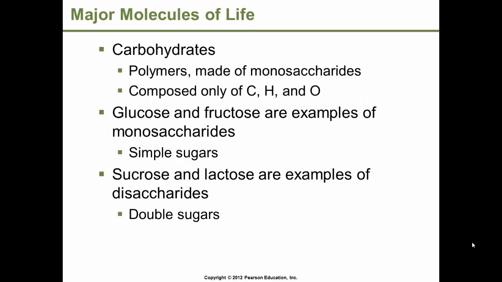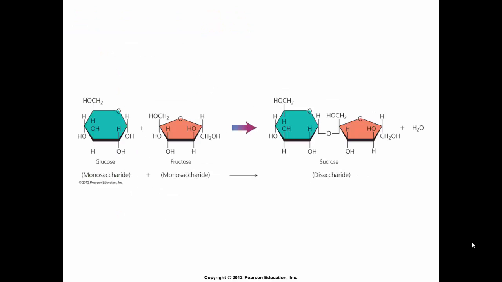Carbohydrates are polymers made of monosaccharides. Carbohydrates are composed only of carbon, hydrogen, and oxygen. Glucose and fructose are examples of monosaccharides or simple sugars, whereas sucrose and lactose are examples of disaccharides or double sugars. This image is shown in your textbook where you take a monosaccharide of glucose and a monosaccharide of fructose to make a disaccharide such as sucrose.